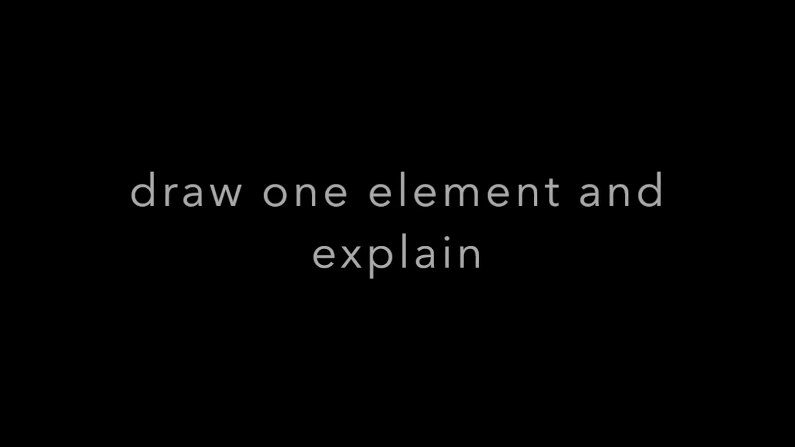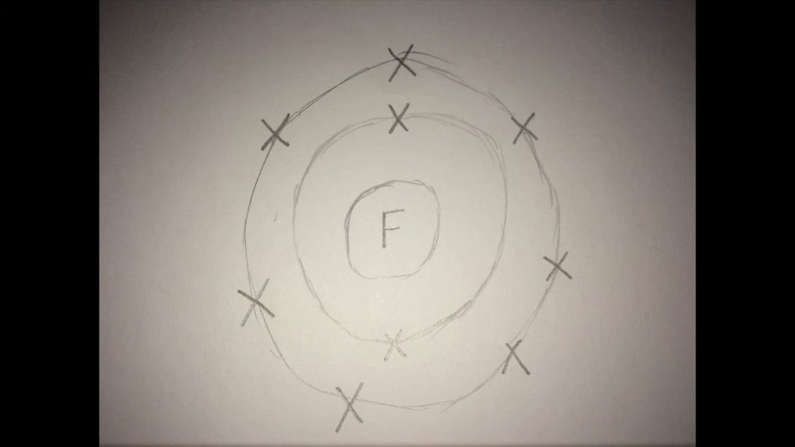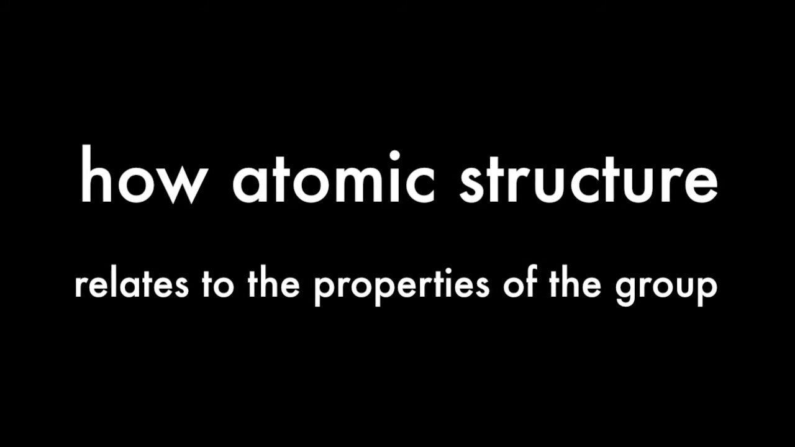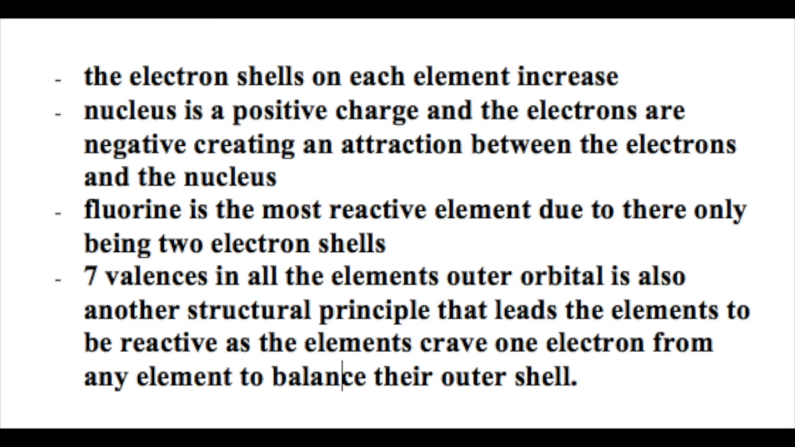Fluorine and all the other elements in the halogen group have 7 valence electrons in their outer orbital. The structure of the atoms increases as more electron shells are added to each element down the group. The structure of the halogens is particular and relates to the properties of the group. Down the column, the electron shells on each element increase. The nucleus is a positive charge and the electrons are negative, creating an attraction between the electrons and the nucleus.